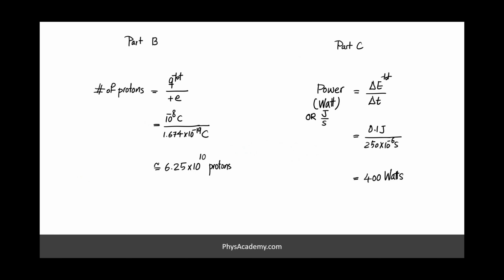To calculate the total number of protons in the beam, we divide the total charge of the beam by the standard charge of one proton. After a short calculation, we get 6.25 times 10 to the power of 10 protons. To calculate the beam's power, we divide the total transferred energy by the time it takes to transfer it. After dividing 0.1 joules by 250 microseconds, we get 400 joules per second, or in short, watts.